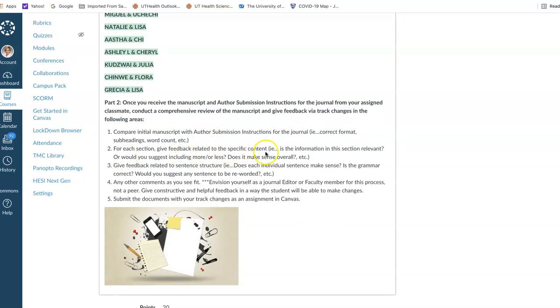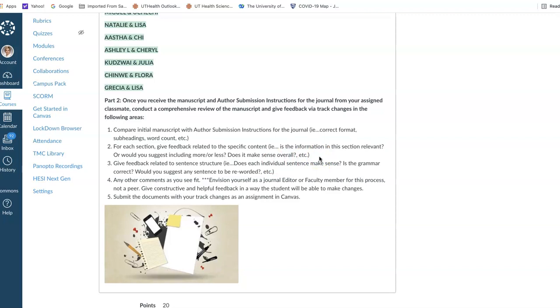Number 2, for each section, give feedback related to specific content. Is it relevant? Would you suggest including more or less? Does it make sense overall? This is really important for the peer reviewer. So go to the introduction, start there and read the introduction and ask, does it really catch my attention? Or is it kind of boring? That's really important in the introduction, that you grab the reader's attention. And it's here where the writer really needs to answer the who cares question.